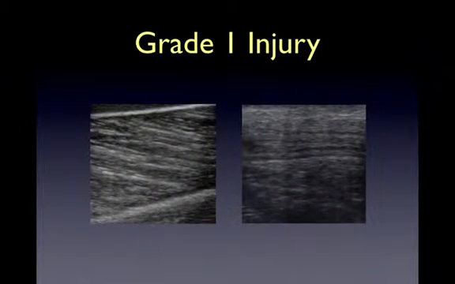Here's an example of a grade 1 injury. We see the normal pinnate echotexture on the left compared with the less well-defined echotexture on the right. Also, there appears to be some fluid possibly traveling between the muscle fascicles on the right, as seen by this arrow.